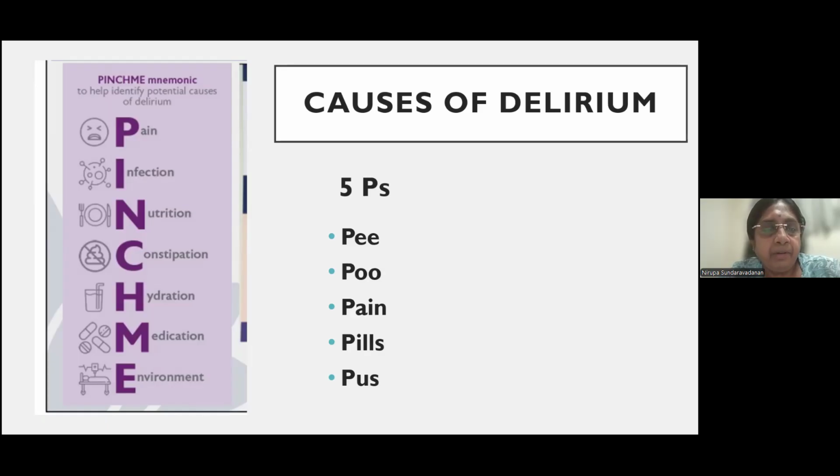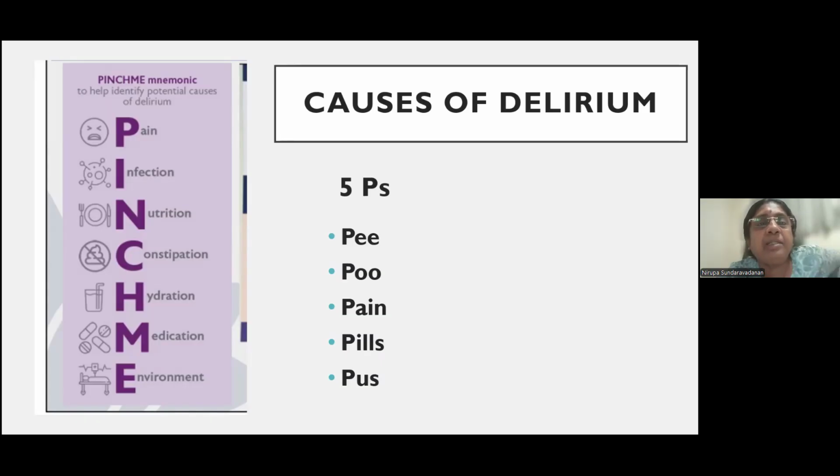In an easy way, if not PINCH ME, which has 7 letters, you can think of the 5 P's. It's the same thing: pee, poo, pain, pills, and pus. So, urine or urine infection. Again, if he's dehydrated, he won't be passing enough urine. Poo, constipation can cause delirium. Pain, like I said, untreated pain. The delirium may be a sign that there is pain somewhere.